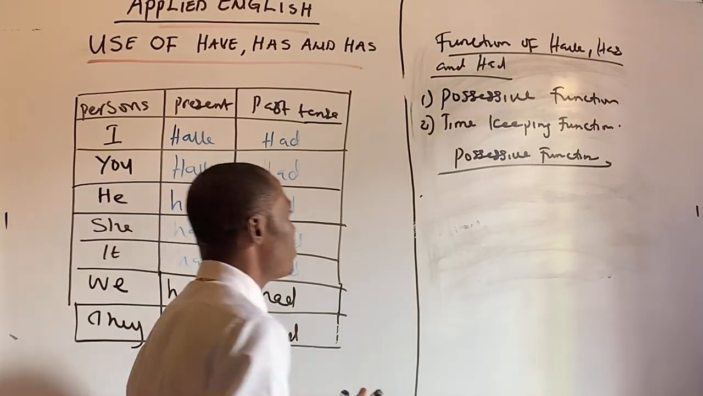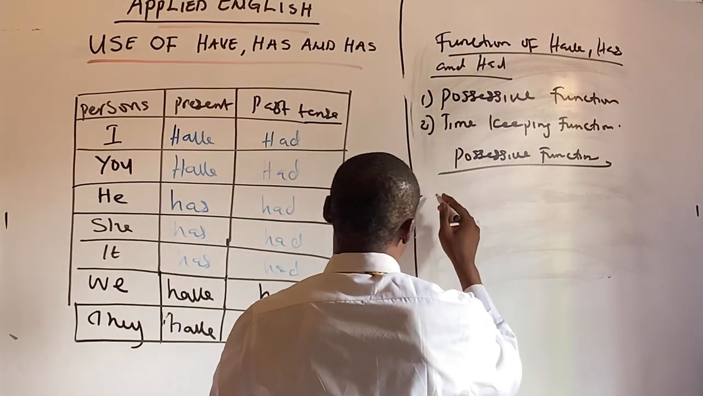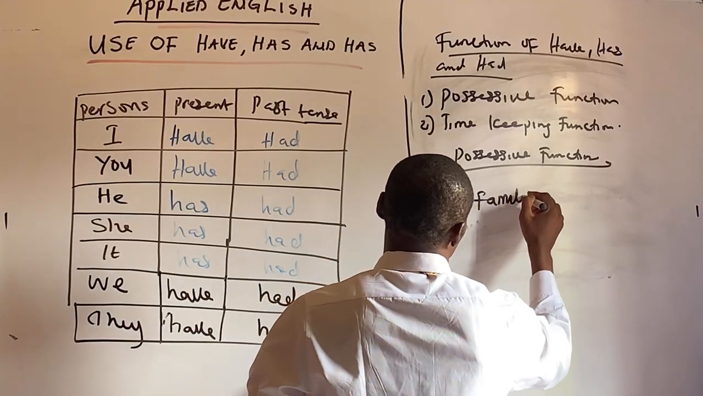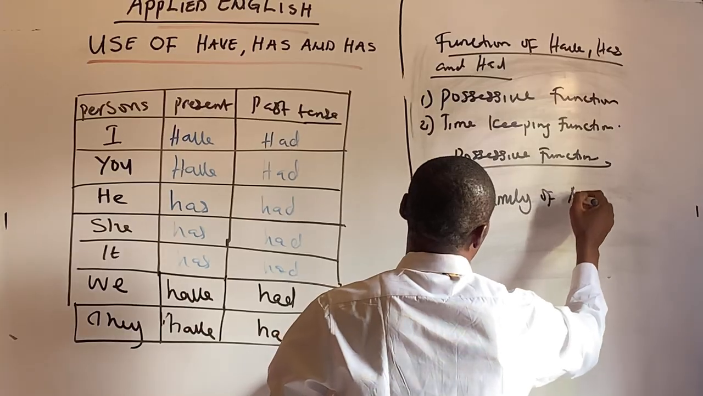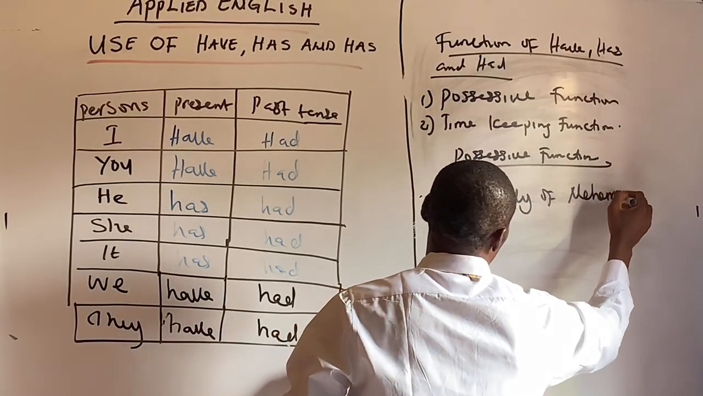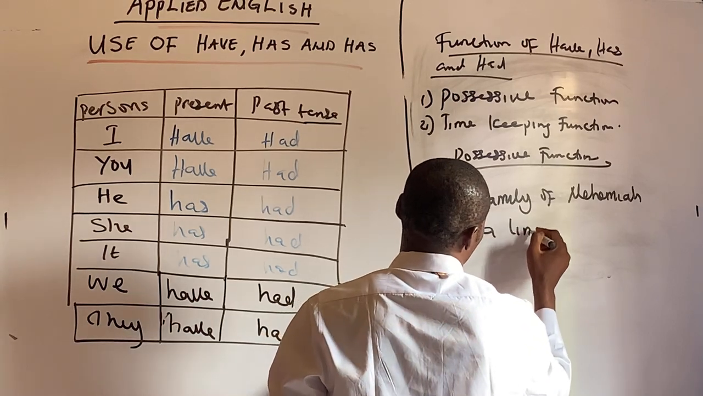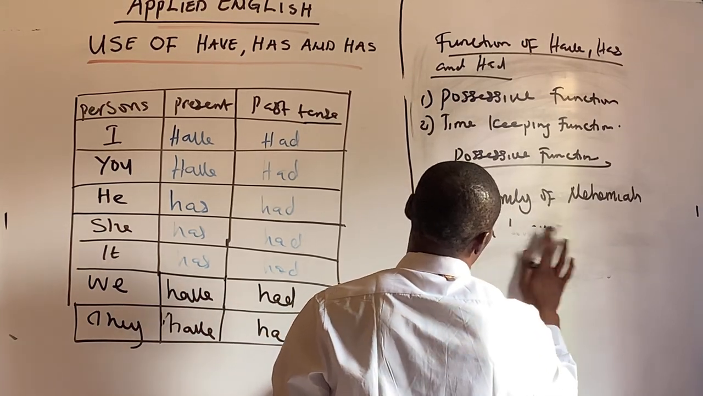Let me give you an example. Let's say the family of Nehemiah dash a car.